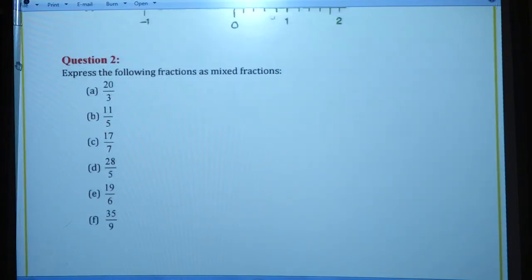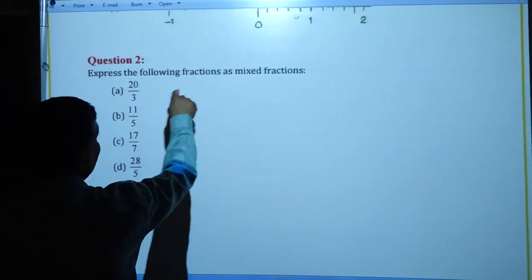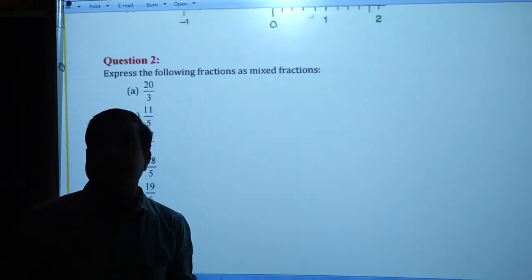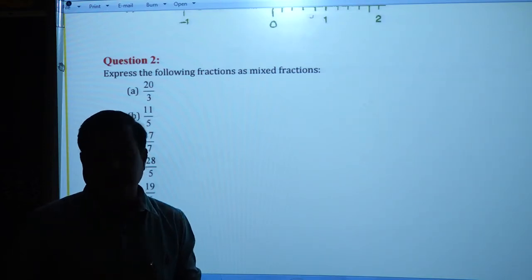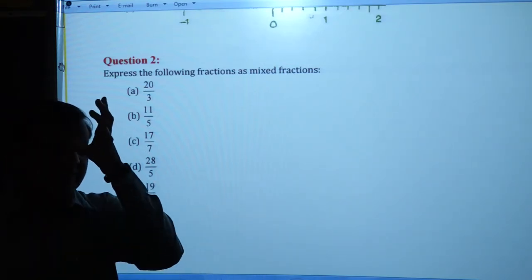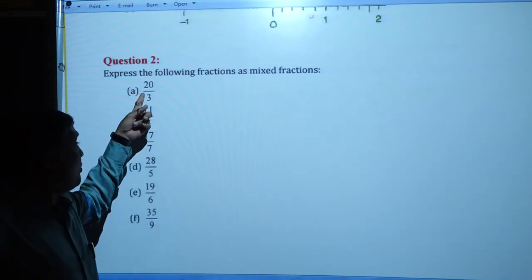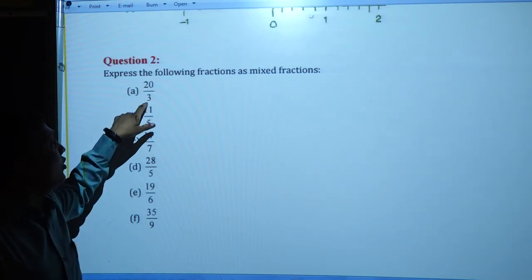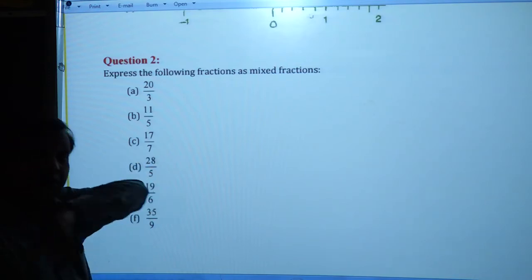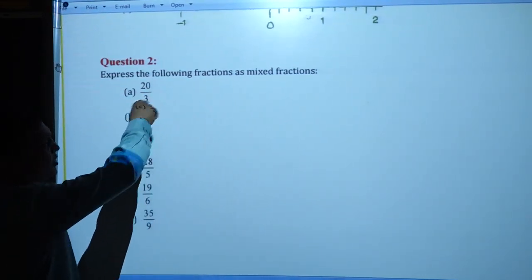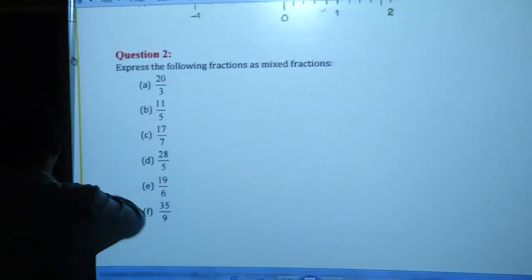The next question. Express the following fraction as a mixed fraction. So how do you have to convert into a mixed fraction? When I explained the lesson, that time I showed you how to convert an improper fraction into a mixed fraction. So 20 upon 3, what you have to do? You have to divide that number. So when you divide that number, what will you get? Again come to the board, so I will show you.